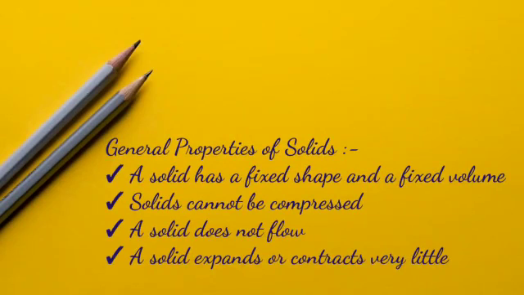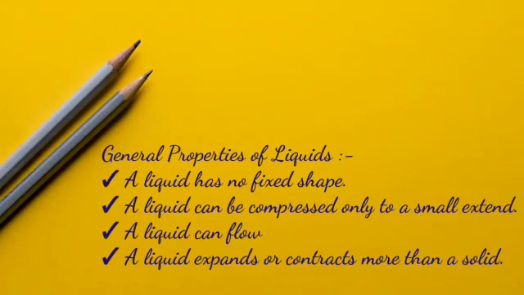The general properties of solids. A solid has a fixed shape and a fixed volume. Solids cannot be compressed. This is because the intermolecular space in solids is very little or negligible. So the molecules cannot be pushed any closer, and solids do not flow because the molecules are so tightly packed that they cannot slip over one another, and a solid expands or contracts very little on being heated or cooled.